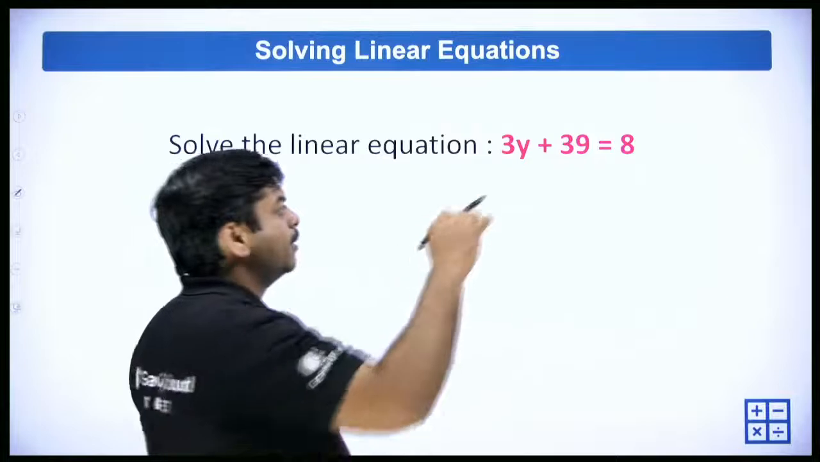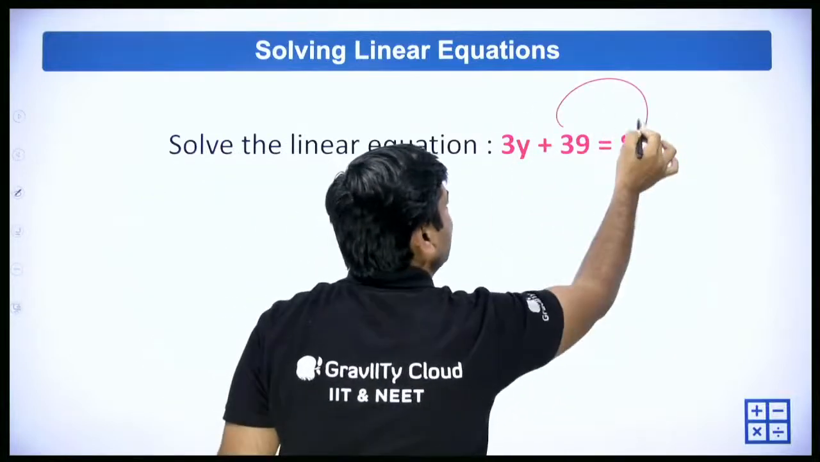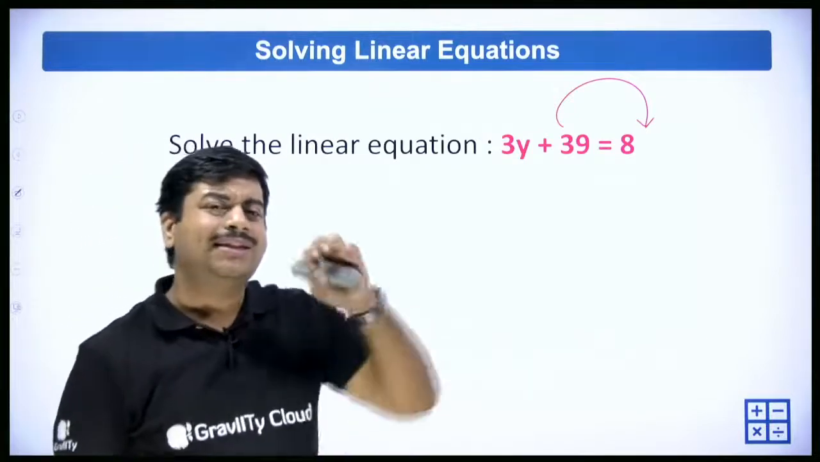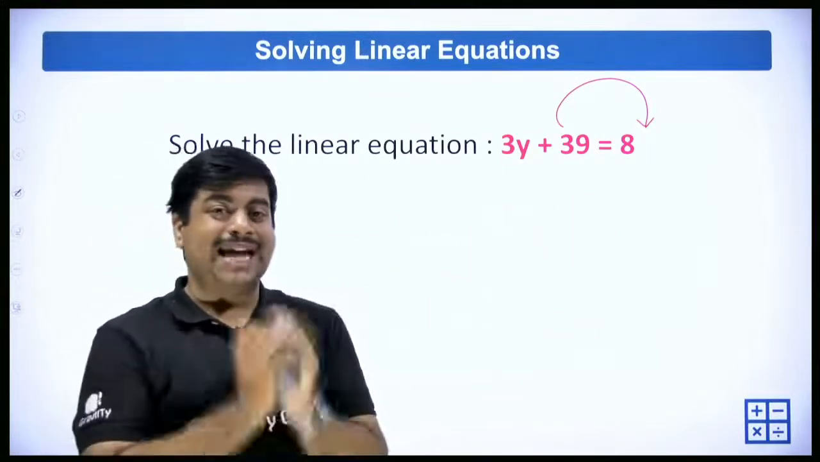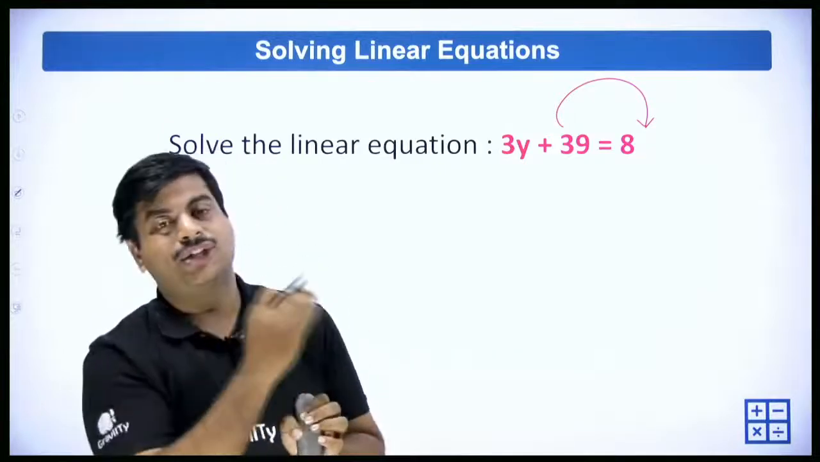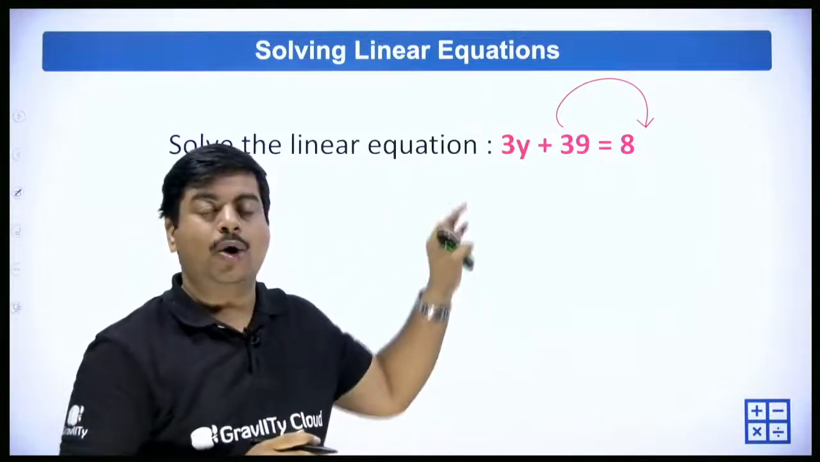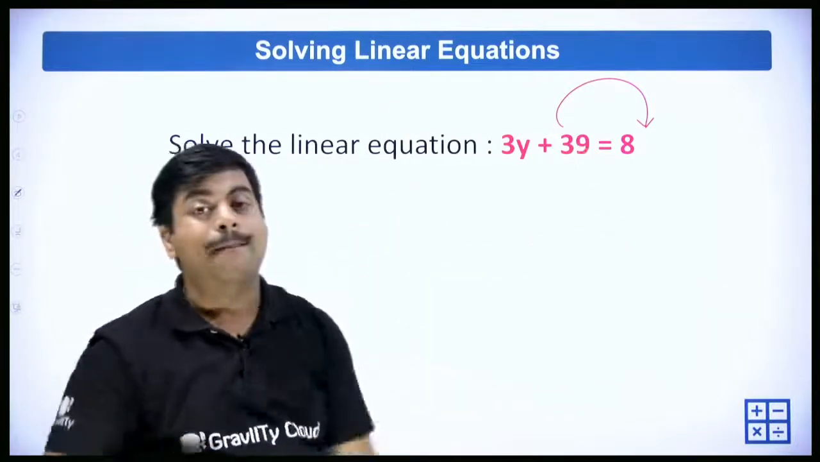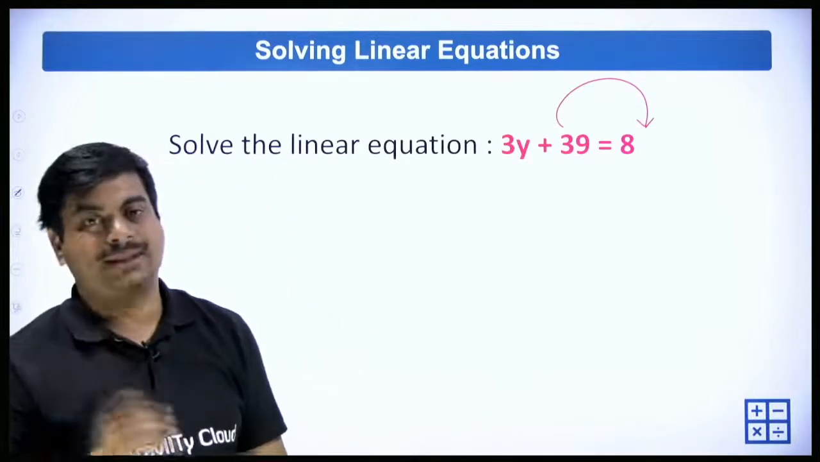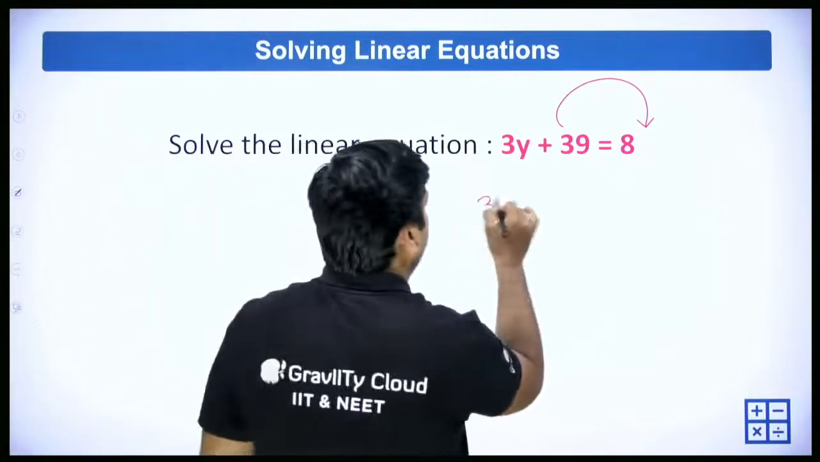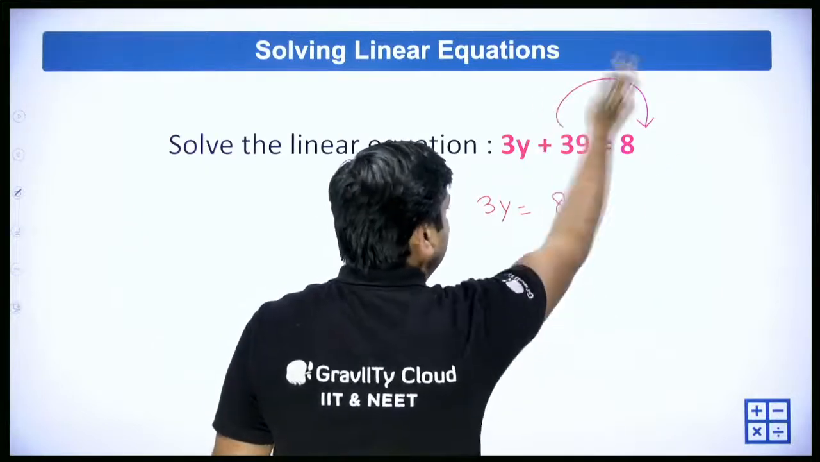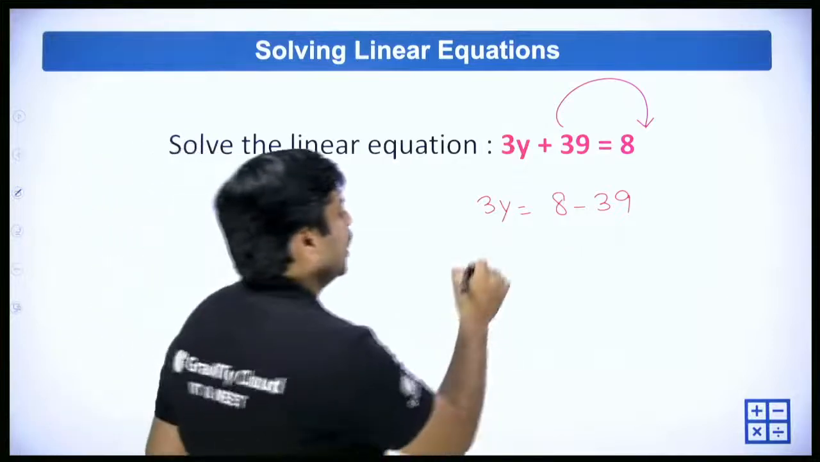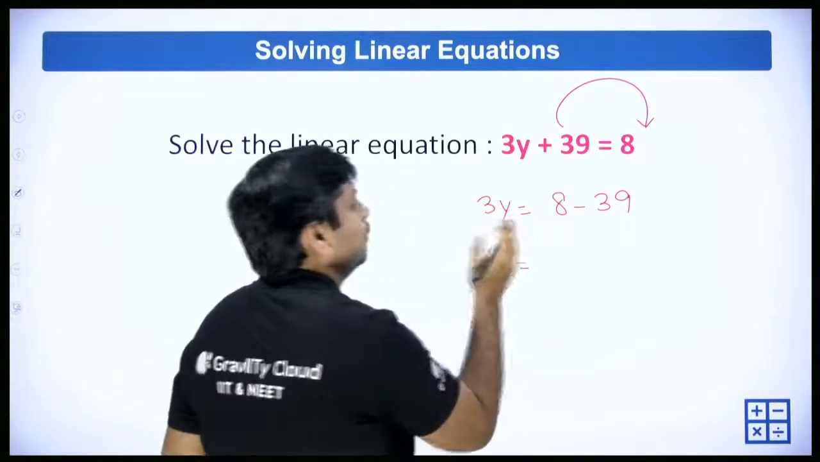The very first step, you have plus 39 transferred to the other side, becomes minus 39. Instead of always saying this side and that side, we use standard notations LHS and RHS. Plus 39 on LHS, the left hand side, will be transferred and become minus 39 on RHS. So 3y is equal to 8 minus 39.